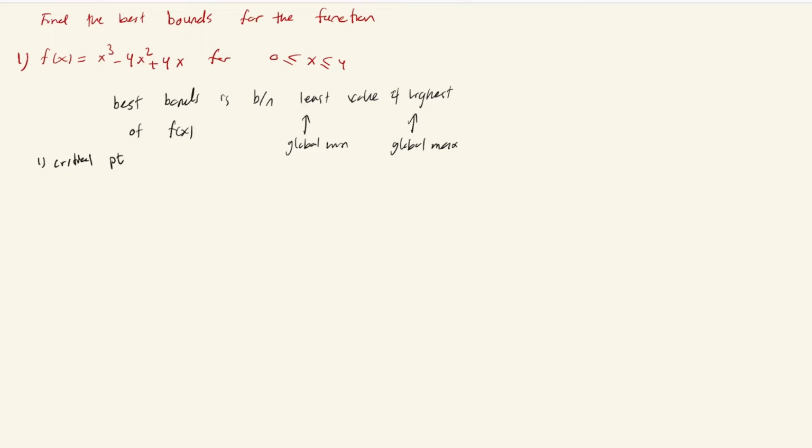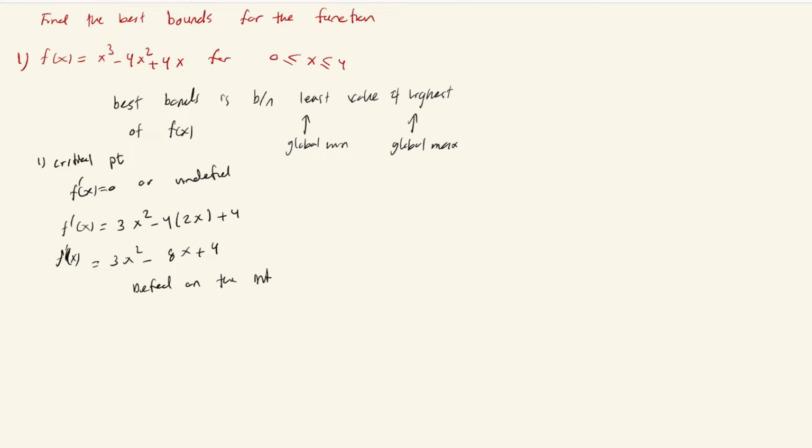So here we're going to follow the steps for a closed interval. The first step is finding critical points, that is where the first derivative is 0 or undefined. The first derivative is 3x squared minus 4 multiplied by 2x plus 4. Now, the first derivative function is defined for all real numbers, which is included in our interval from 0 to 4. So now, where is the first derivative 0?